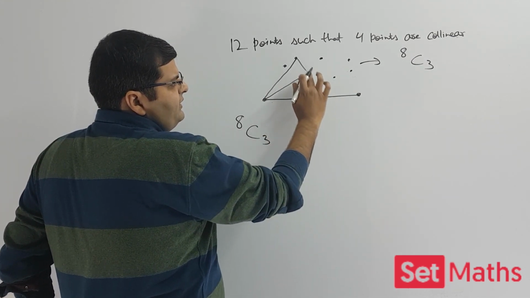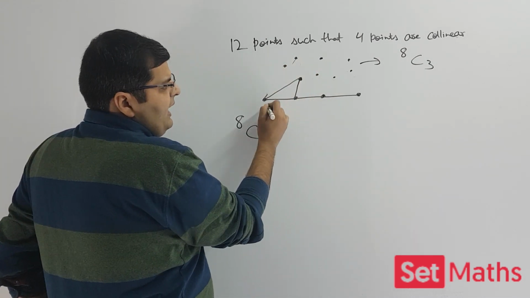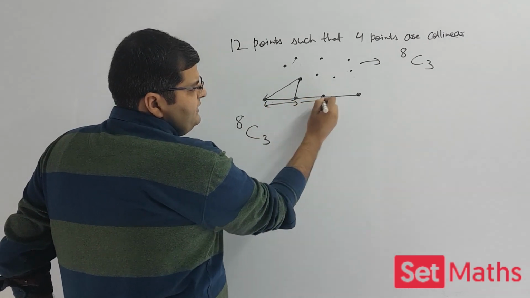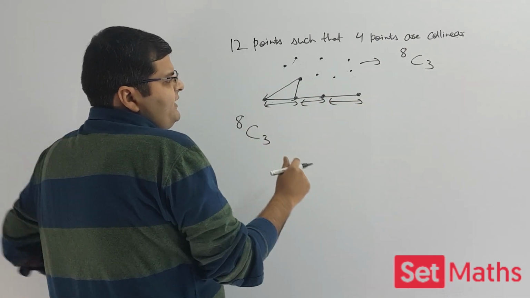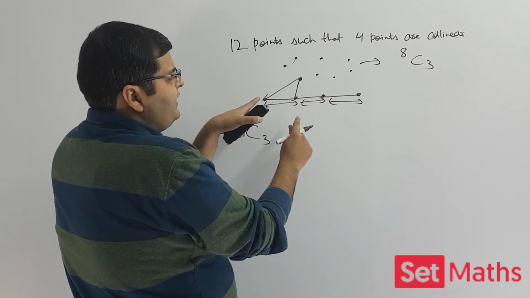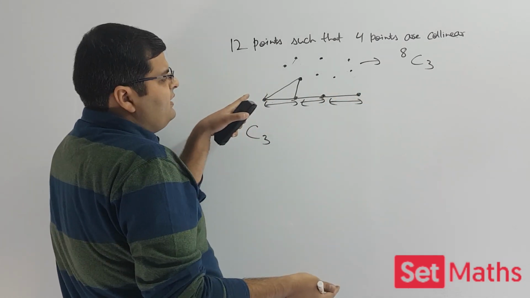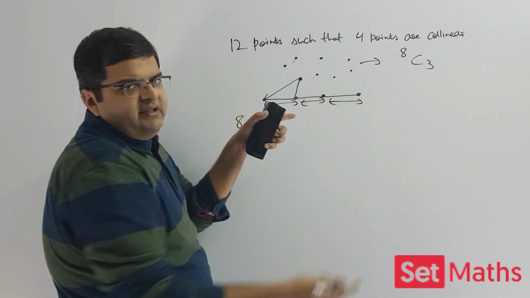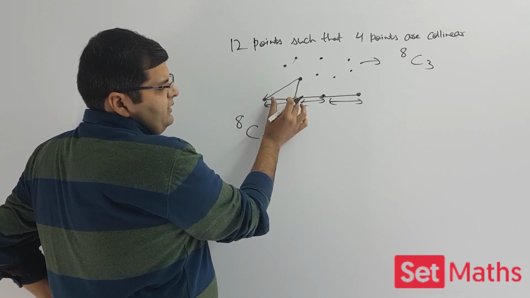So while I am counting the number of triangles such that I am choosing 2 points from here, I will have to take these 2 points into consideration, then these 2 points into consideration, and only these 2 points into consideration. I cannot create a pair of this point and this point because then there are 3 points here. Also I cannot create a pair of this point and this point because again there will be 3 points. Similarly I cannot create a pair of this point and this point because there will be 4 points there.